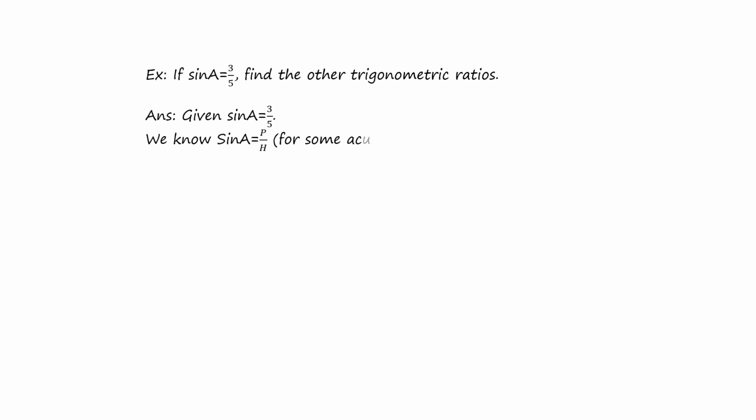Let's see an example. If sine A equals 3 by 5, find other trigonometric ratios. Given sine A equals 3 by 5, we know sine A equals P by H for some acute angle A. So on equating P by H equals 3 by 5, we get P equals 3, H equals 5. Now we can find out what is B, means base.